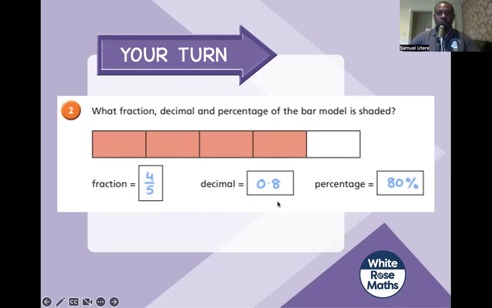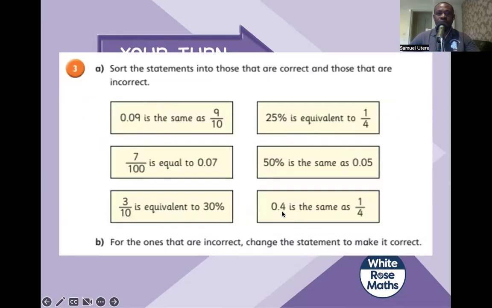0.8, remember, is 8 tenths. 8 tenths is the same thing as 80 hundredths. 80 hundredths is 80%. If you don't understand this, you can go and watch our lessons on quarters and fifths. Pause the video and answer question 3 in 2 minutes.